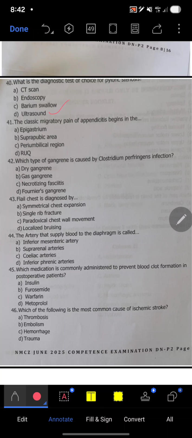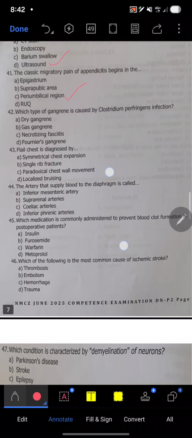41. The classic migratory pain of appendicitis begins in the... the correct answer, of course, is C, which is periumbilical region.